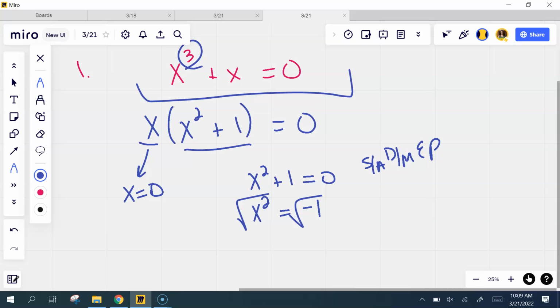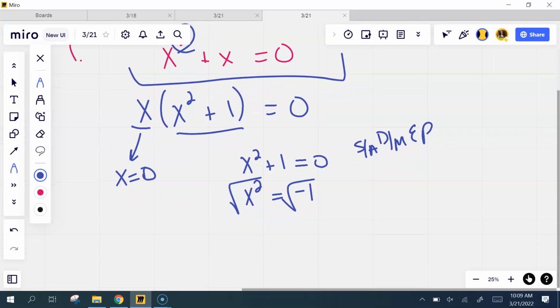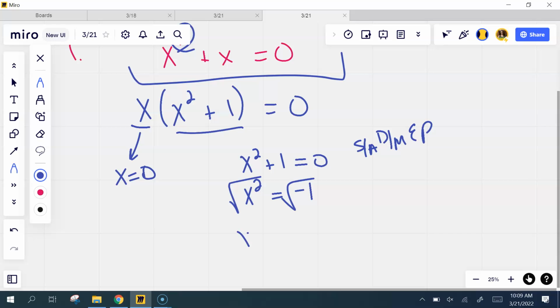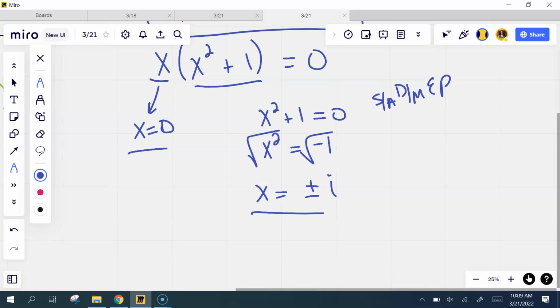What's the square root of -1? I. That's exactly right. But not just I, plus or minus I. That's a good job. That's 2 solutions plus the 1 here gives me the 3 solutions I was looking for. 2 imaginary and 1 real.